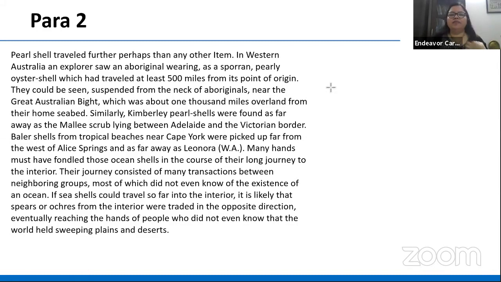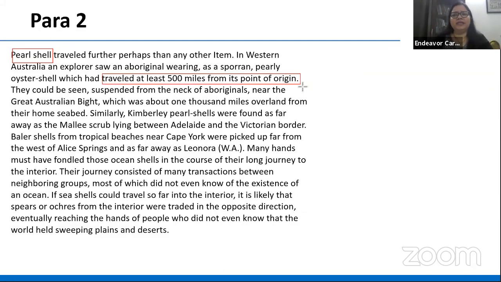All right. You may have finished this not very lengthy paragraph. So if I ask you, what is the subject of discussion? This entire paragraph talks about pearl shell trade, correct? Talks about pearl shell trade. And then he goes on to talk of how far we found pearl shells being worn. You saw an aboriginal wearing pearly oyster shell, which had traveled at least 500 miles from its point of origin.